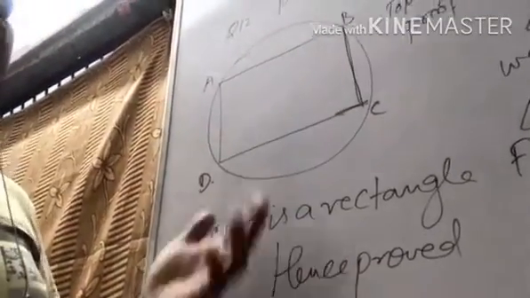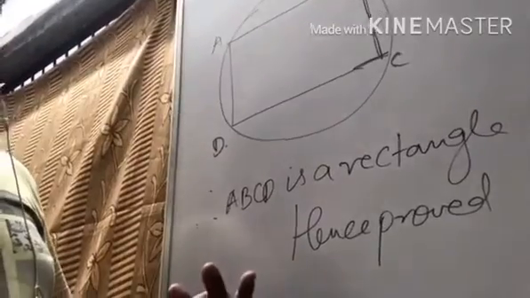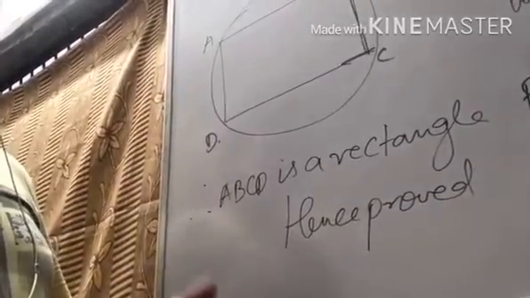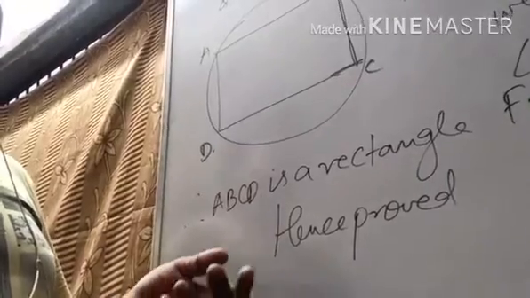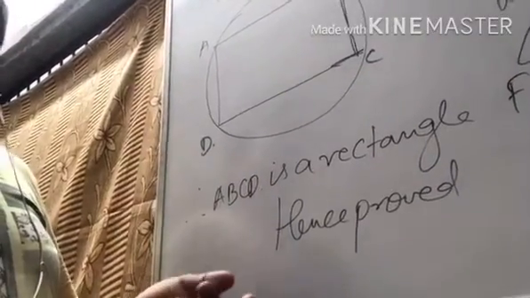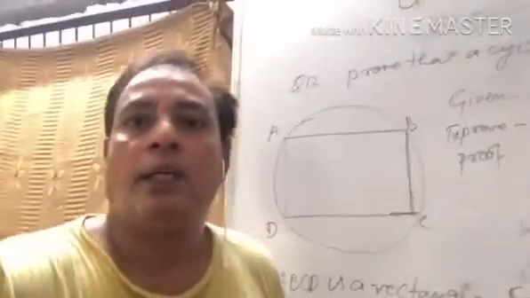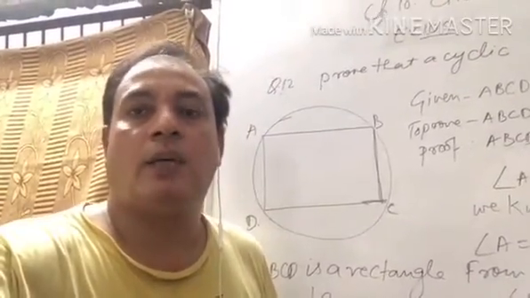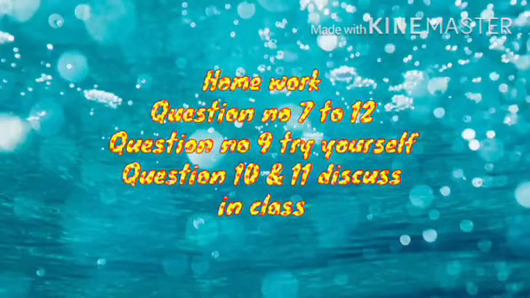And the rest of the questions we will discuss in class. So you can find the solution, or you can check the solution and try to understand. If there is a problem, you can ask within the class, means if there is a doubt, you can ask during the class to clear your doubt. Your homework is question number 7 to 12. Question number 9, try yourself. Questions number 10 and 11 we will discuss in class. If there is a problem in questions 7 to 12, you can ask within the class, but you have to try question number 9 by yourself.